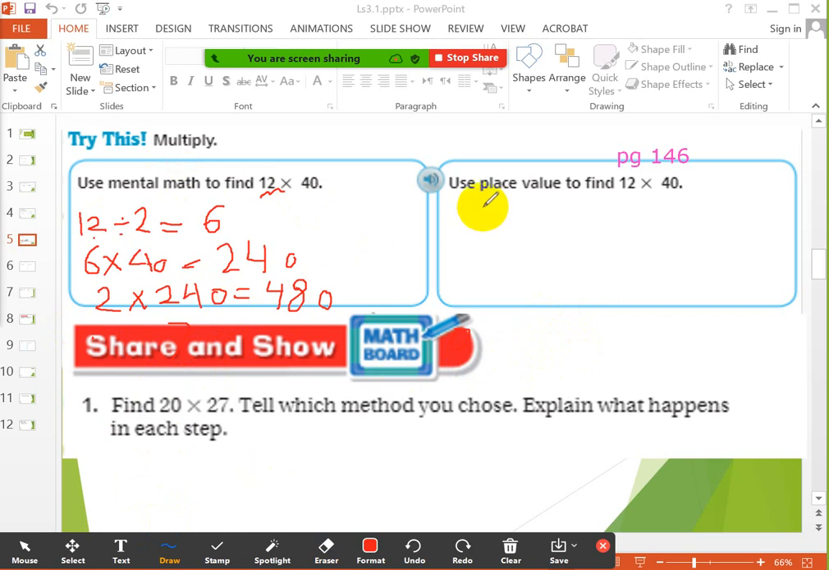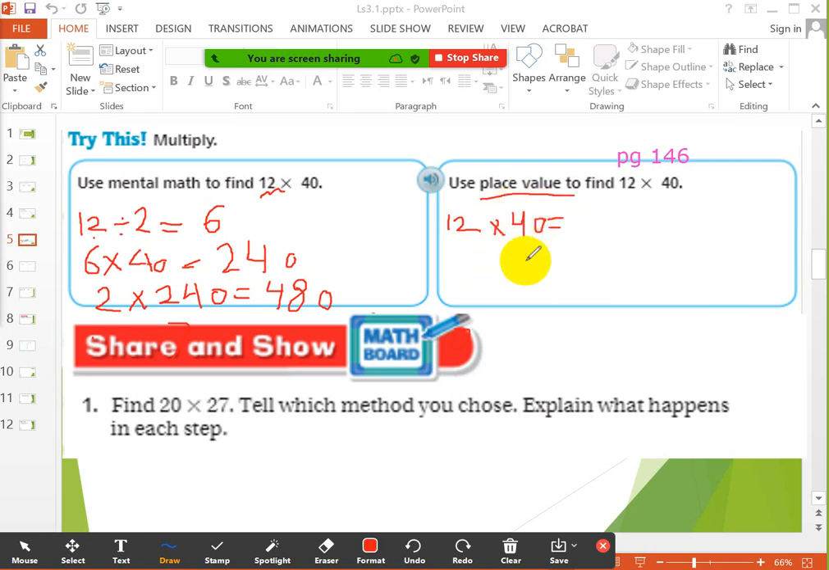Now, I will use the place value strategy to find the answer. Some girls were late, and we will repeat the place value now. So focus with me, please. Now, if I want to find the answer by using place value, what do I have to do? I have to write the tens number according to the value of this number. That means 12 multiply 40. 12 multiply 40 equals what?